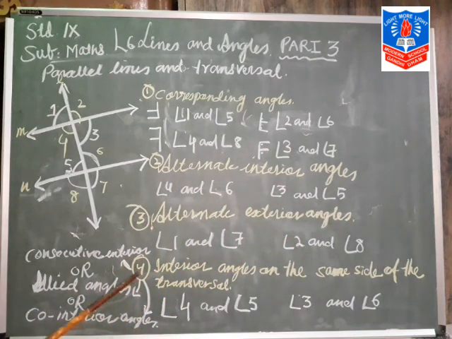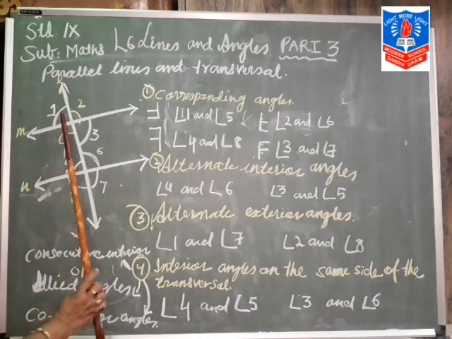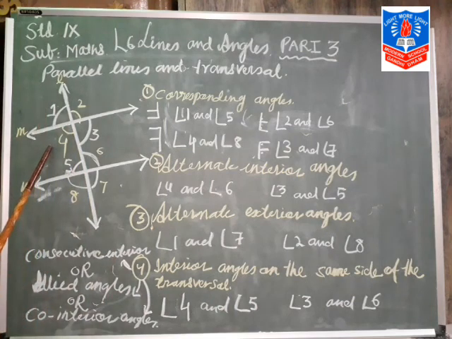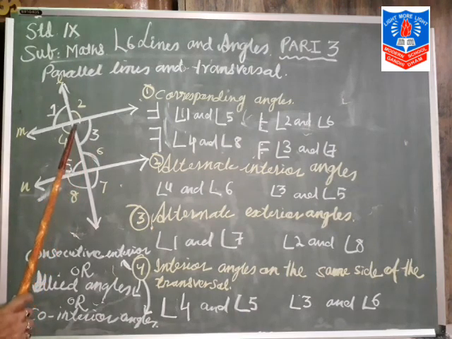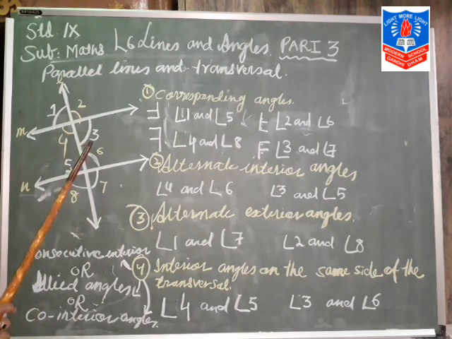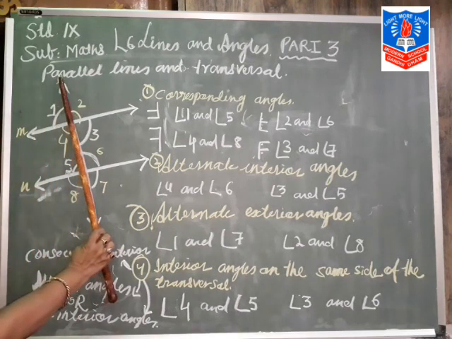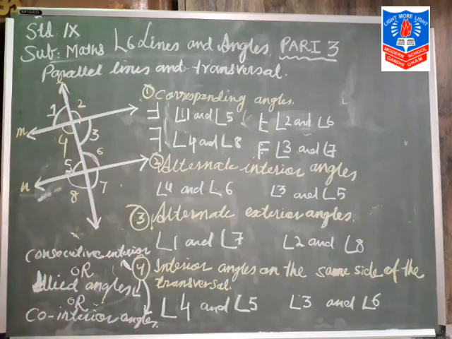Now, interior angles on the same side of a transversal. This one is a transversal. So angle 4 and angle 5 are on the same side. Interior angles on the same side of a transversal are supplementary. Also 3 and 6. They are interior, that is, inside, and on the same side of the transversal. So these interior angles can also be known as consecutive interior, allied angles or co-interior angles.